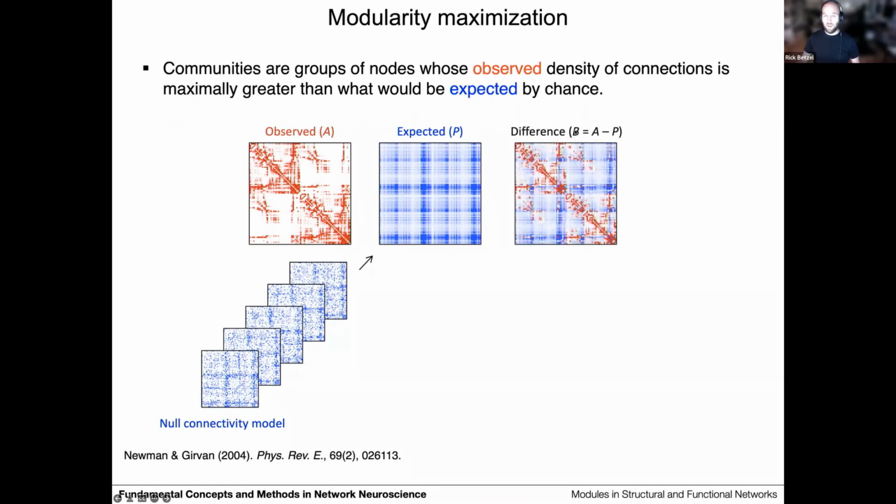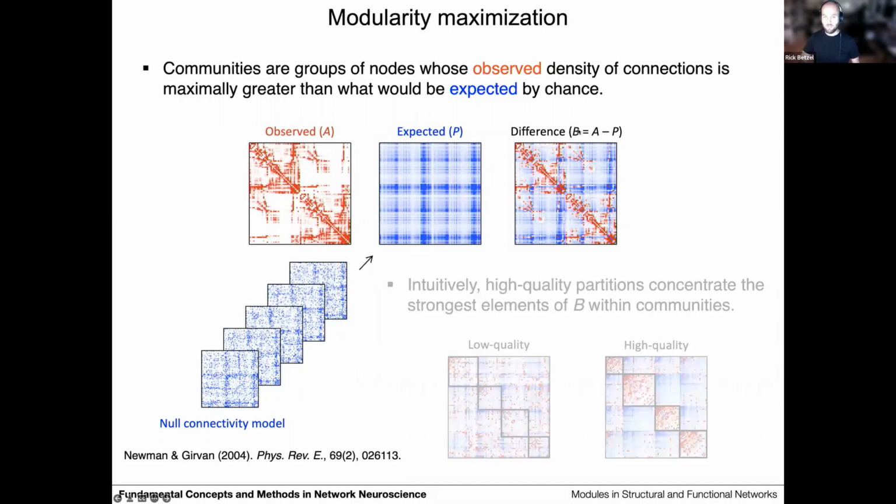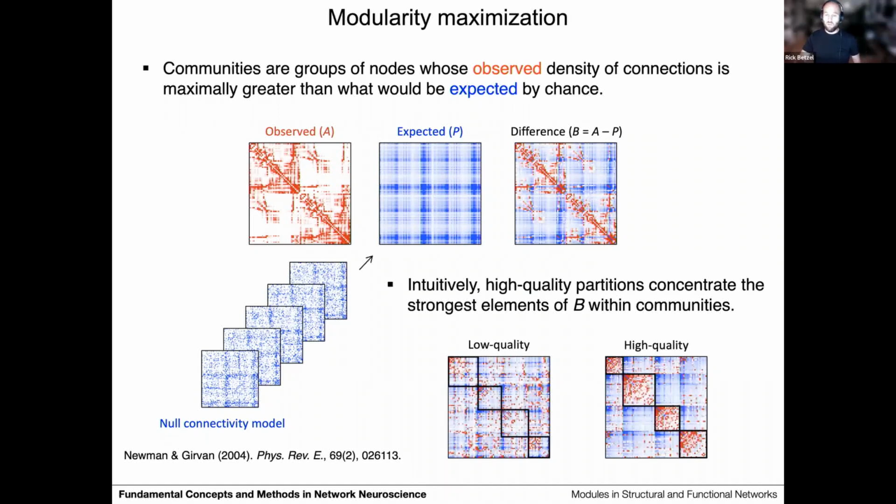Modularity works by defining a matrix, I'm going to call it B, that is literally the element-wise subtraction of these two matrices. Let's take what we see minus what we expect. That's this B matrix. We call this the modularity matrix. What modularity maximization tries to do is define communities, that is, assign every node to a cluster, such that the within-cluster elements of this modularity matrix tend to be positive. That is, the connections that fall within communities are stronger than expected.